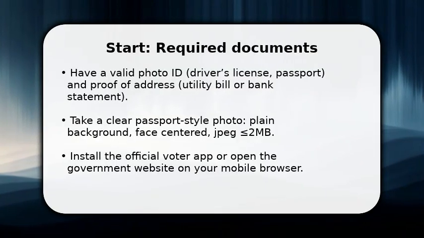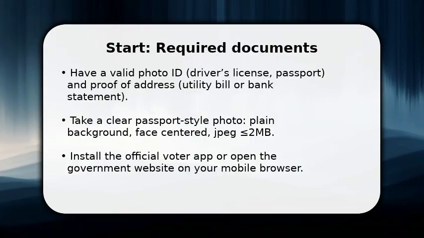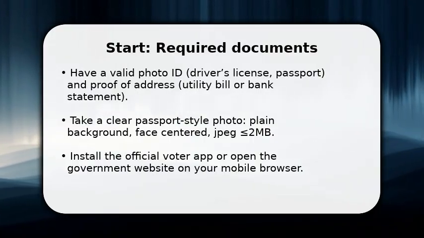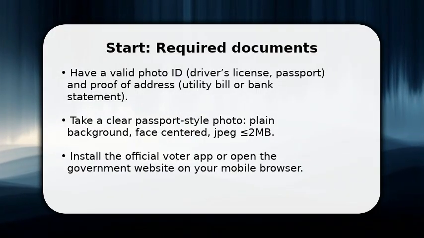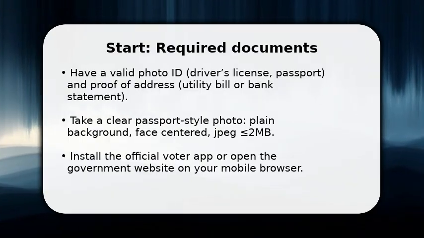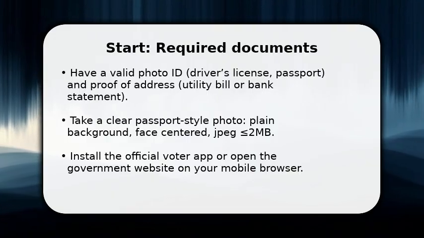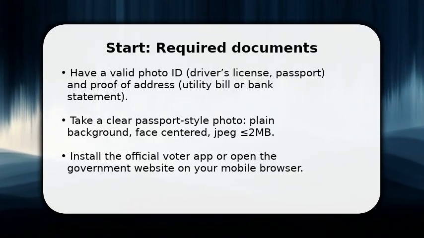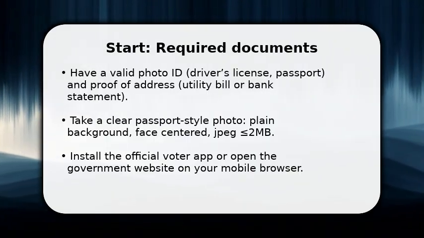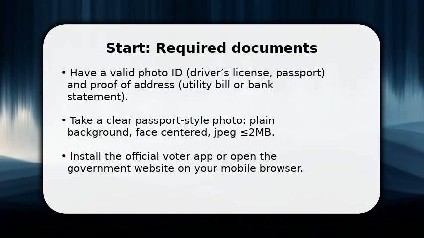You begin by gathering essentials: a photo ID and proof of address, and a passport-style photo ready on your phone. Open the official voter app or site and sign in or create an account. This step links your identity to the application. Once done, tap Start Application and select your constituency or district.